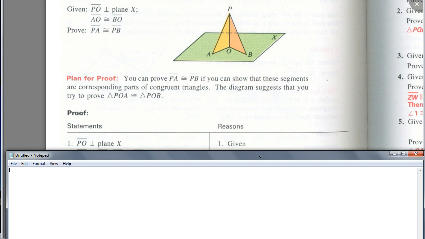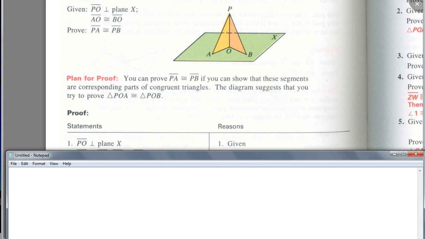Why do you say so? What would your reason be if you say from here that angle POA is congruent to POB? Could we use the definition of a line that is perpendicular to a plane and say that POA is congruent to POB? Did the definition say anything about angles being congruent? Look at the definition.